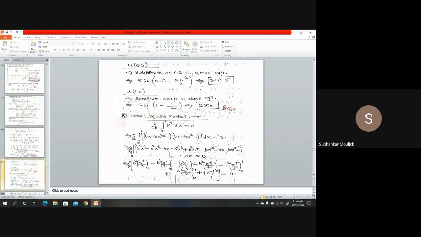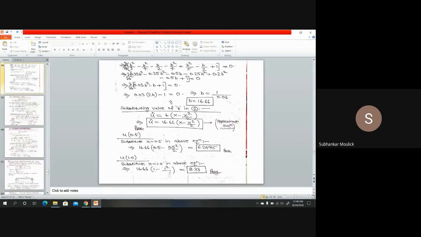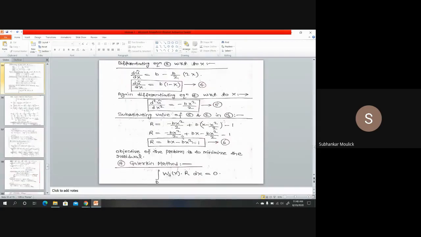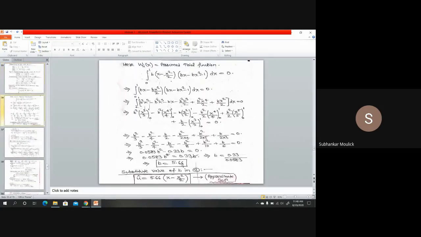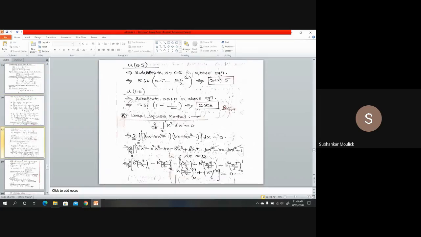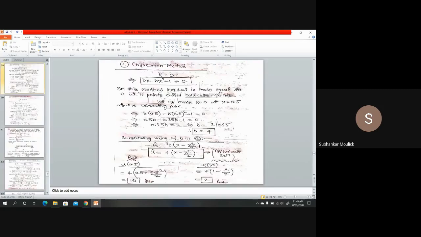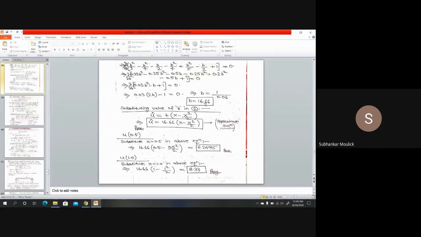Once you solve it, then you will get the value of b to be 16.66. See the difference. When I solved by the Galerkin method, the value of b is 5.66, and when I have used this least square technique, the value of b is coming out to be 16.66. Huge difference is there.